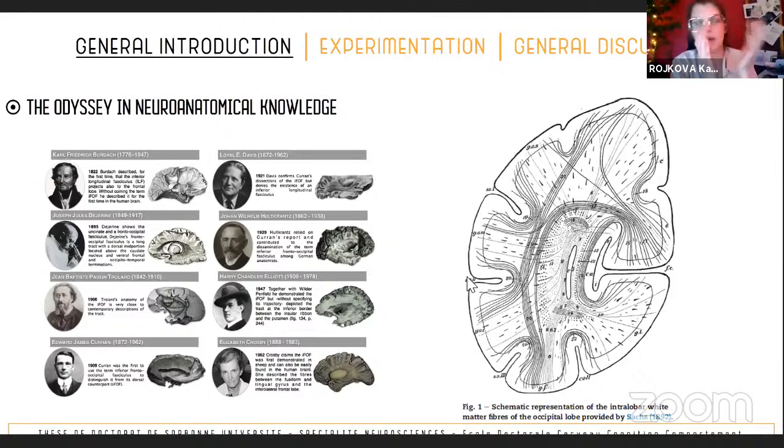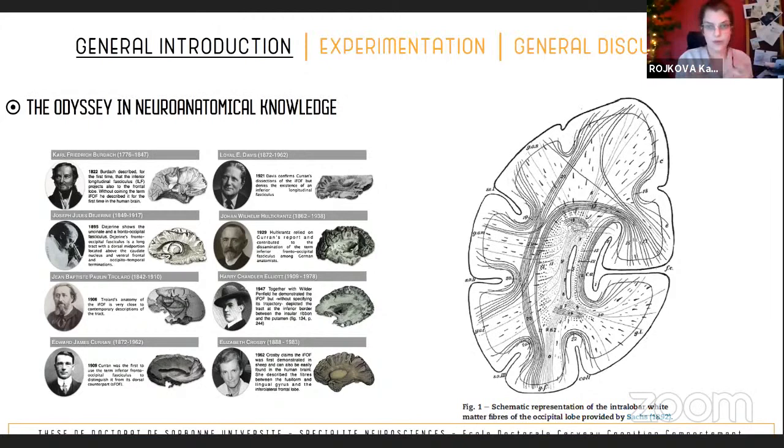The problem at the beginning is that with gross dissection, you don't really see a difference between gray and white matter. White matter appears as goop. So if you want to really see fibers, you need to do something more. So people started by boiling brains. It helped to harden white matter, making it easier to separate.